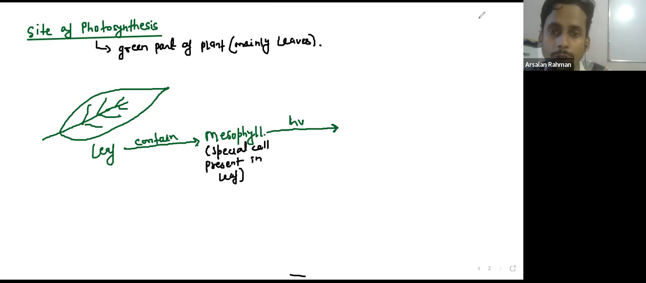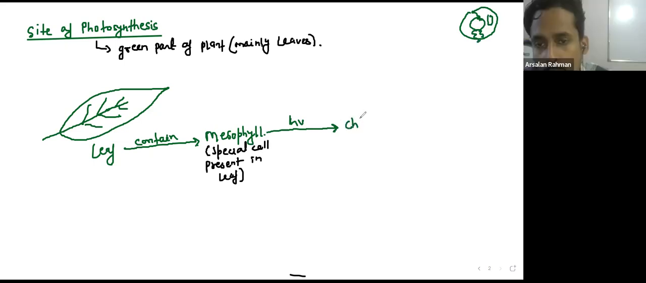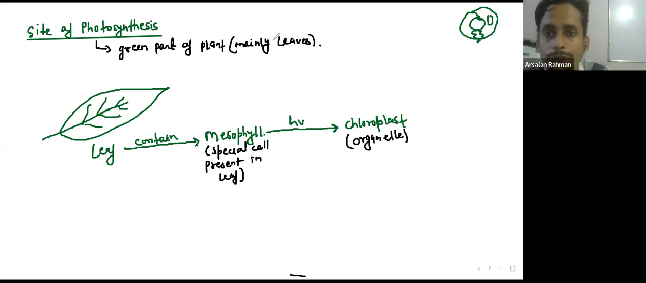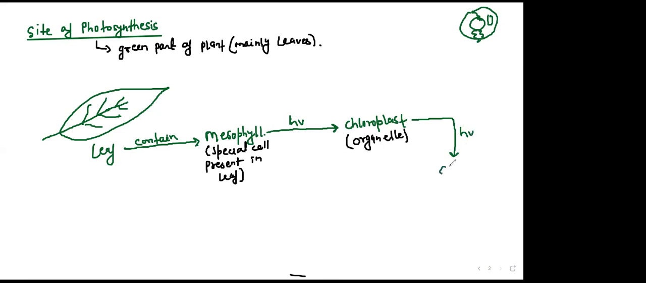Mesophyll is a cell. A cell has organelles. Do you remember class 9? Inside a cell, there are various kinds of organelles like chloroplast, mitochondria. Do you remember that or not? So mesophyll has a special kind of organelle known as chloroplast. What is an organelle? Organs are basically present in our body, and organelles are things present inside the cell. So chloroplast is an organelle. And what does chloroplast contain? Chlorophyll. Very good.